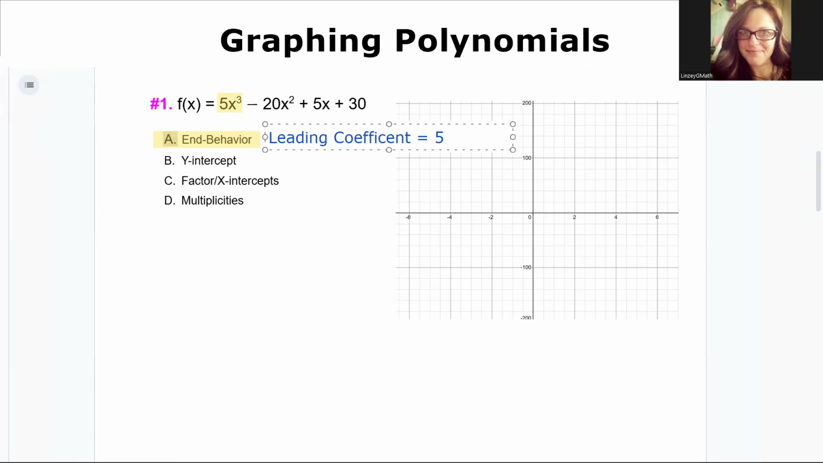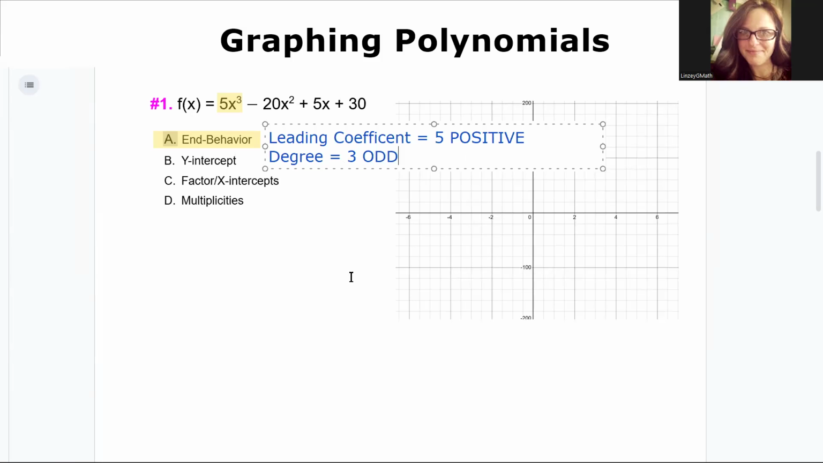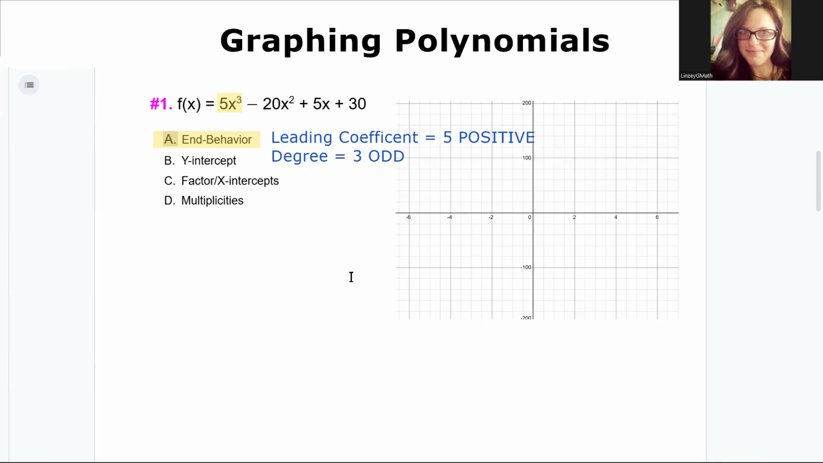Our leading coefficient is 5. It is positive. And the degree, the highest exponent, is 3, and that is odd. We have a positive leading coefficient and an odd degree. This means that our graph is going to go down on the left and up on the right. And we can put a little placeholder down on the left and up on the right.